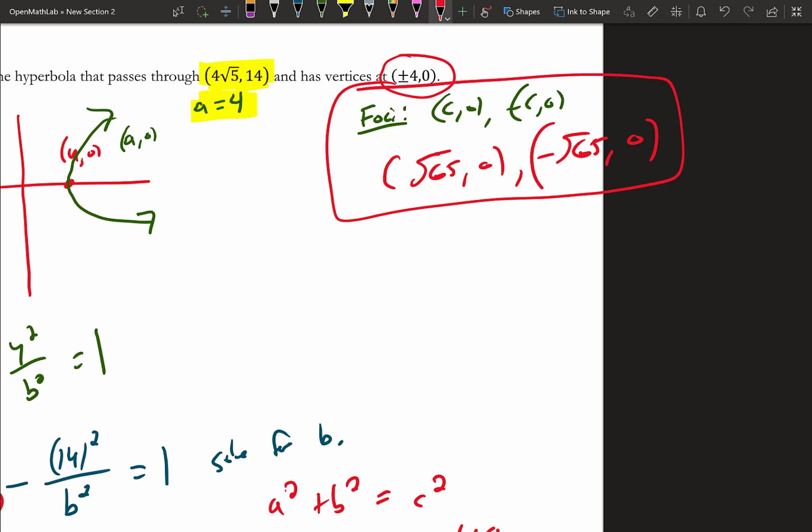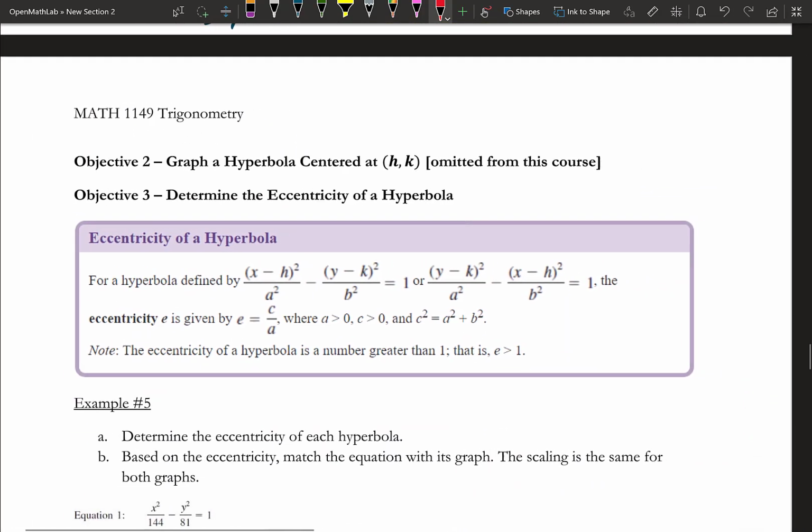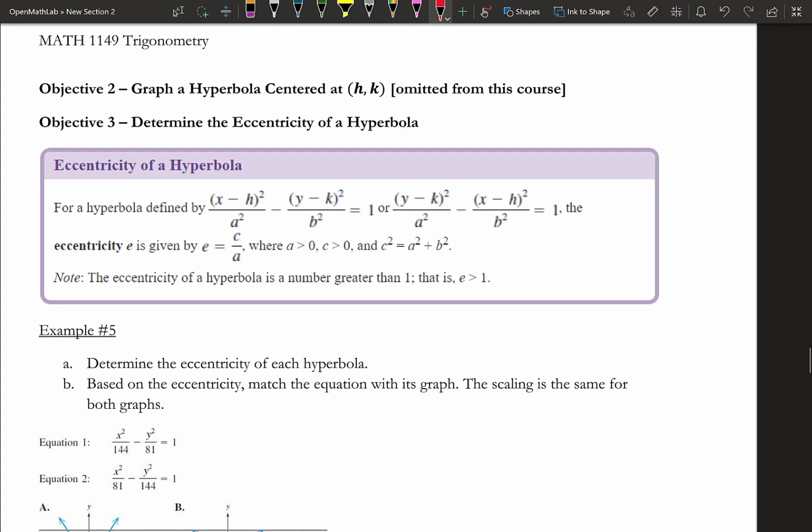Right? So that answers that question. With these, you want to really think about, does this open to the left and right or up and down? Think about what you're given, what you need to find, and how to get there. That's something important with this section, really this chapter on conics. That's what you have to really be able to think about.